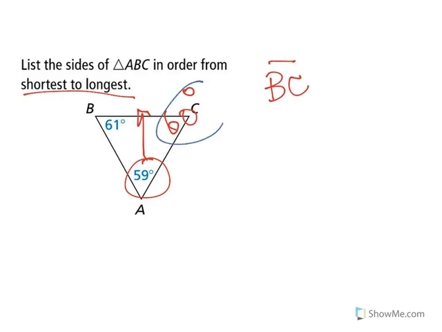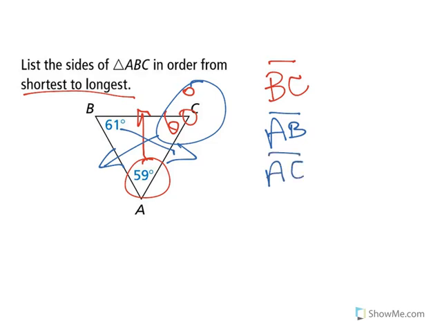And then our 60 would be next, so AB would be next. Notice we could have called that BA. Doesn't matter in this situation. And then opposite of 61, which is the biggest angle, would be our AC. So yes, you could have said CB, BA, CA, same difference.